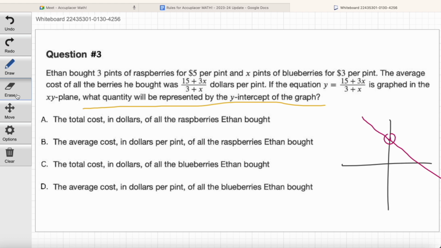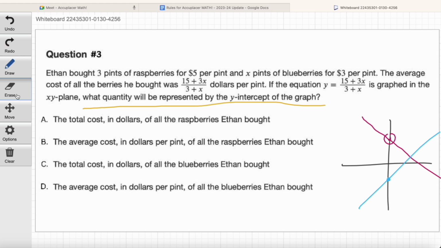Doesn't matter what line you draw. I'll draw another line. There we go. The x value at that point, the y-intercept, is 0, no matter what the y value is. The x value is always 0 at the y-intercept. Does that make sense? Okay. So they're asking what quantity is represented by the y-intercept.